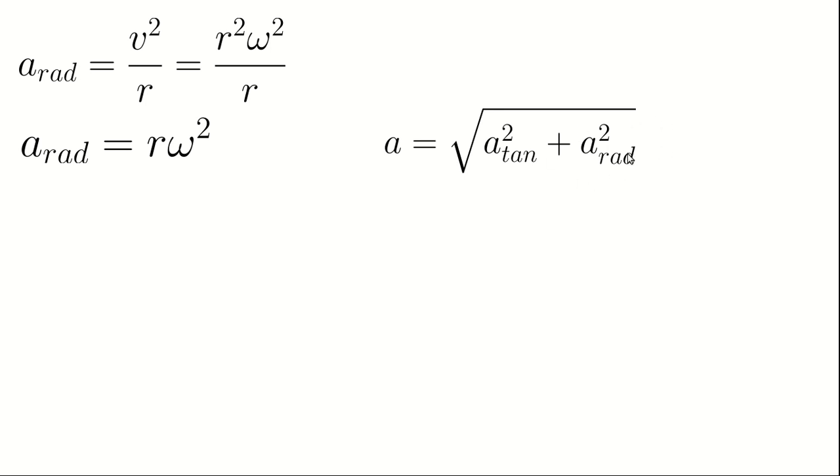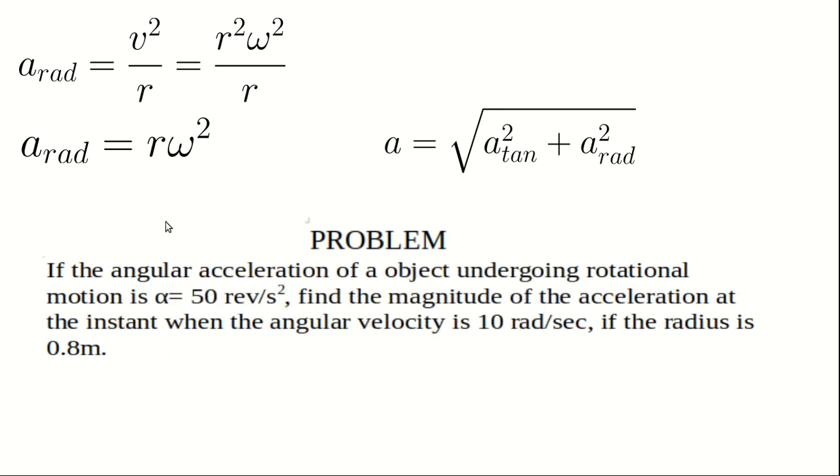If we are asked to find the radial acceleration, we know that it is this one that we are supposed to use. So let's look at a typical problem. If the angular acceleration of an object undergoing rotational motion is alpha equal to this, find the magnitude of the acceleration at the instant when the angular velocity is 10 rad per second, if the radius is 0.8. In this case, we have to find the magnitude of the acceleration, so we need to find this and this.